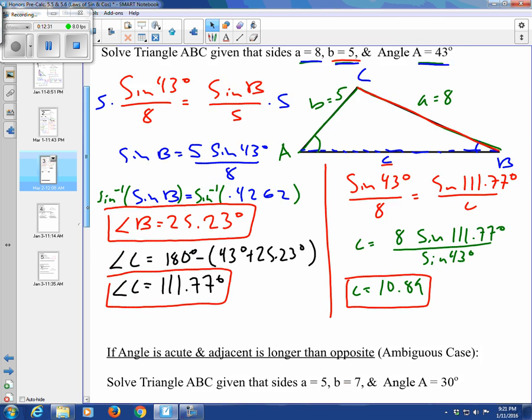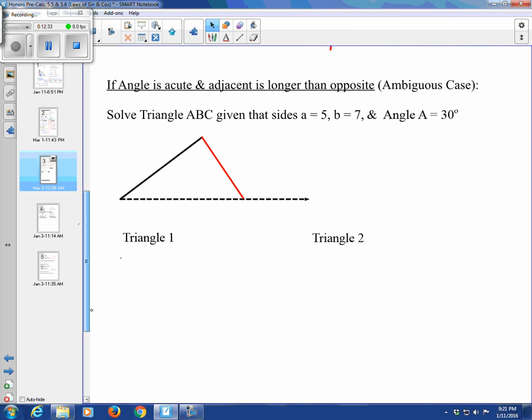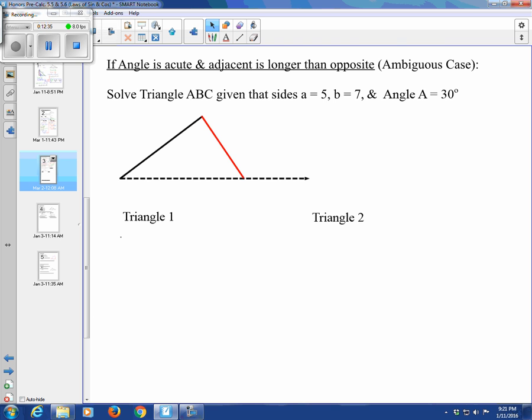But right here what we're going to do is move on to the more complicated scenario. If the side opposite the angle we're given is larger than the adjacent side, we've got one triangle and not that much to worry about. If the angle is acute and the adjacent side is longer than the opposite, then we have the ambiguous case. So let's explore this. Right here, we've got our angle A is 30 degrees. We've got our side B is 7 and our side A is 5.